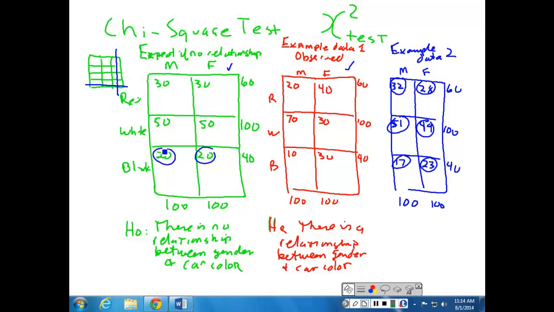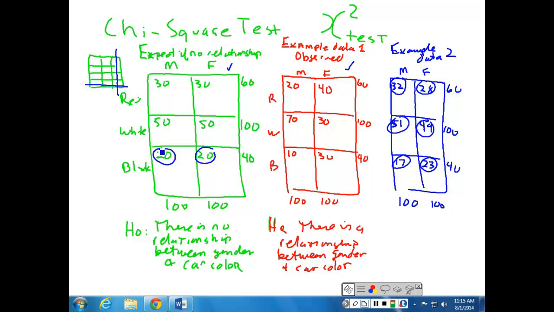You're going to expect, if there's no relationship, that there's going to be some sampling variability, sample to sample. If we went to another place and there were 100 males and 100 females, and we had the same numbers for red, white, and black, you're not going to get exactly 30-30 every time if there's no relationship. That varies some, but 32 and 28 are pretty close to 30 and 30. 51 and 49 are pretty close to 50-50. And 17 and 23 isn't that far from the 20s.